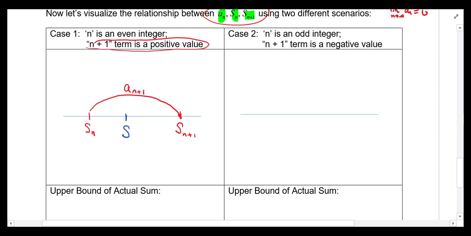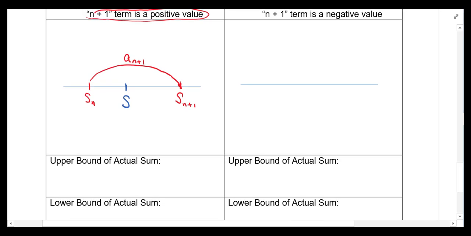Okay? Somewhere in between. Now, I don't know where it is, but I do know that the difference between S and S of n, so S minus S of n, this is what I would call my error. Like, I don't really know how far it is, but I know it's somewhere in between, so this is the error involved.